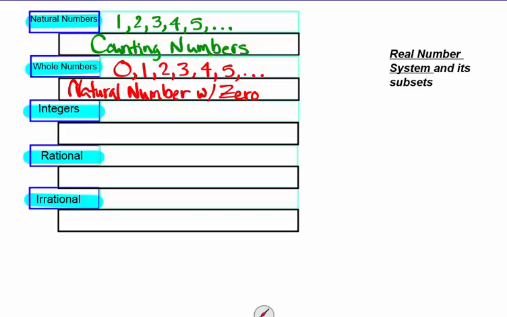Integers are positive and negative whole numbers. -3, -2, -1, 0, 1, 2, and so on. We remember the set of integers as the whole numbers and their opposites. It's the set of whole numbers and their opposites.